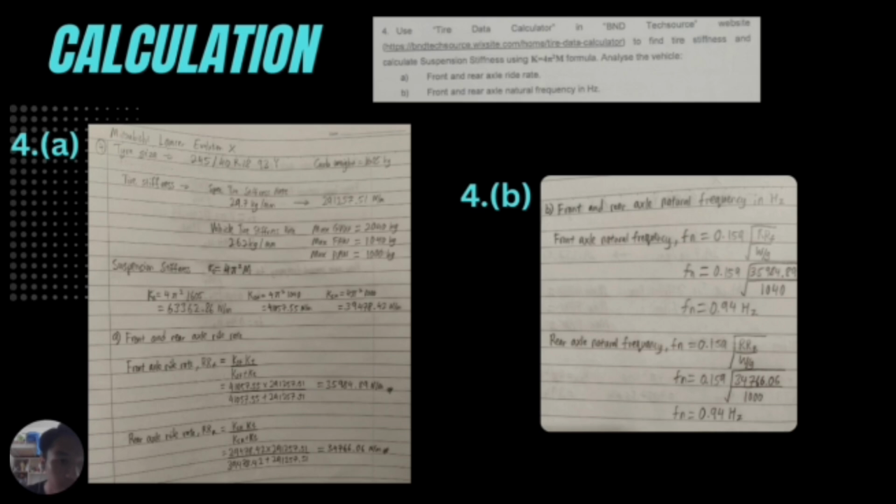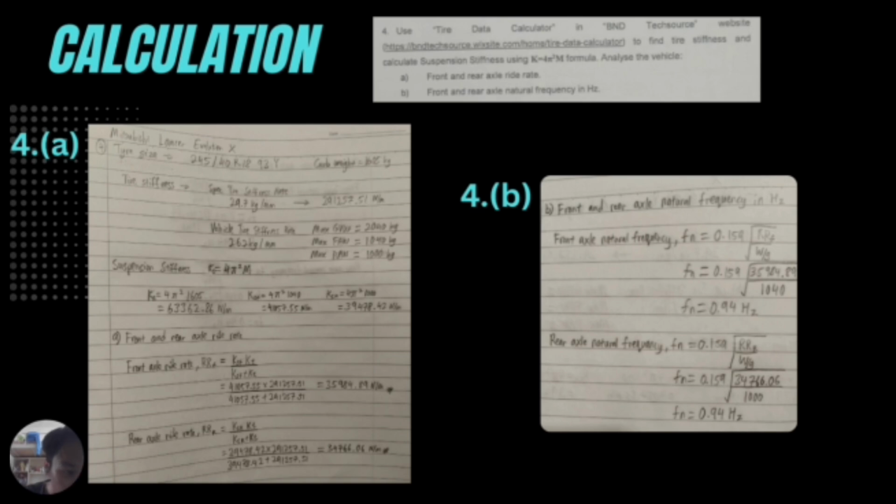So for A, the tire size is from the car data, the stiffness is from car data, and then use the BND Texas calculator to calculate the spec tire stiffness rate and get 29.7 kilogram per millimeter. So we want to find the front and rear axle ride rate.